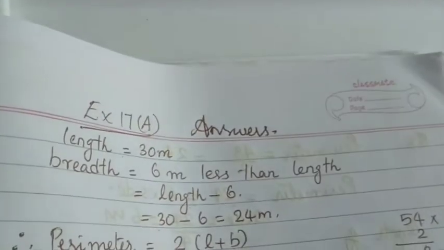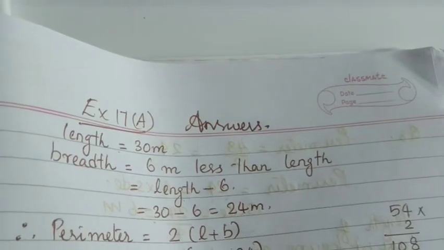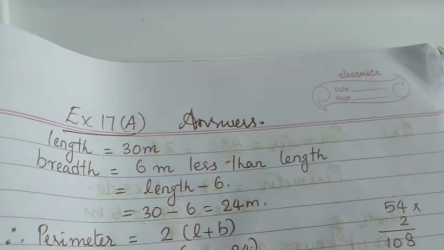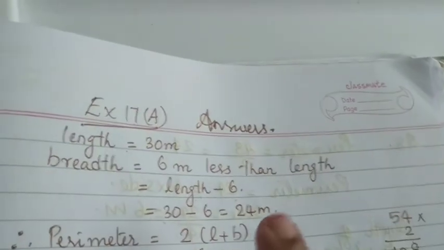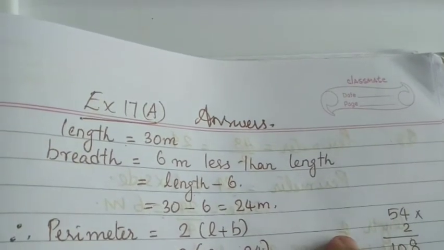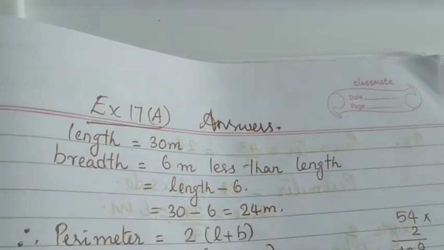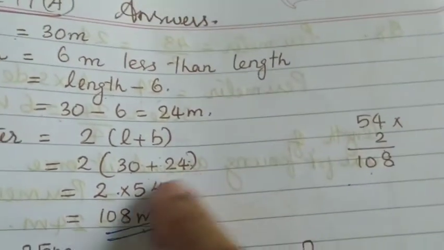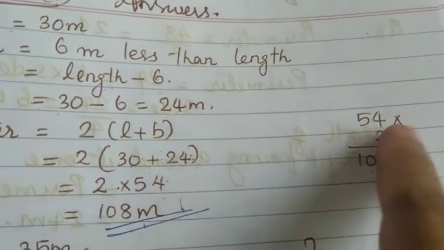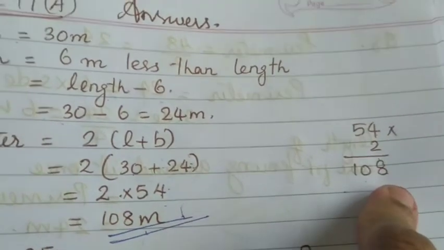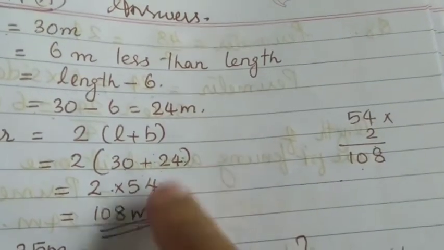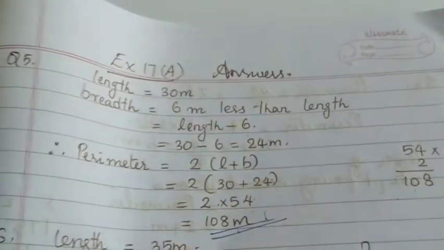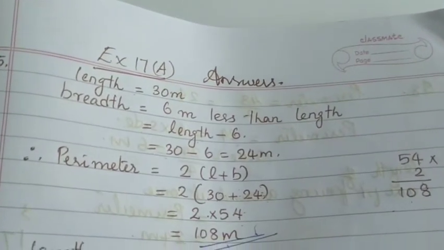Now we have to find the perimeter of the garden. For finding the perimeter, we have the formula twice of length plus breadth. So 2 into 30 plus 24. 30 plus 24 is 54. Then 54 into 2 is 108. So the perimeter is equal to 108 meters.